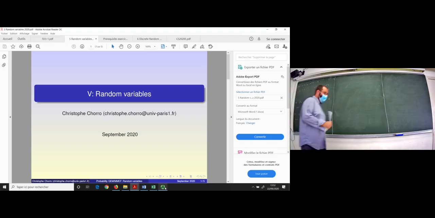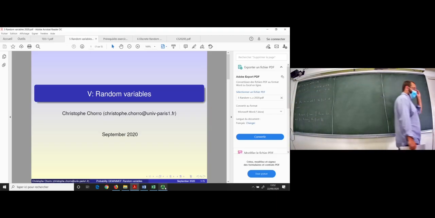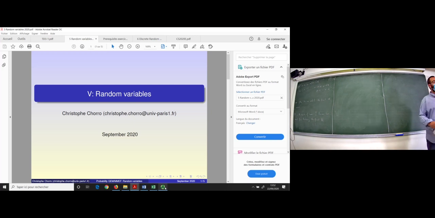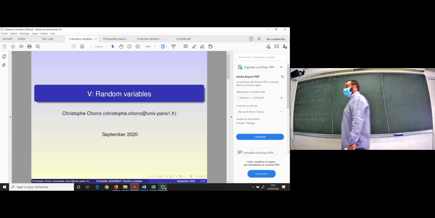Okay? So x is just the number of times I have to flip before having the first head. It means that if x is equal to 1, I obtain head directly on the first toss. If x is equal to 2, I have obtained tail and head. If x is equal to 3, tail, tail, head, and so on. Okay? So what are the possible values?